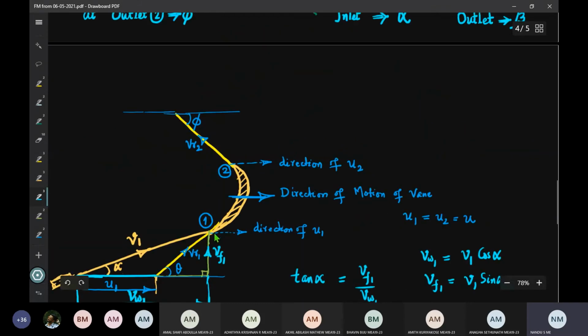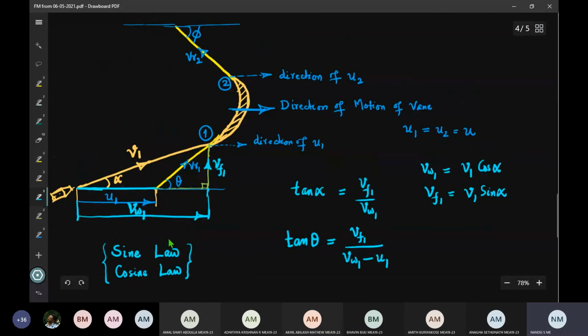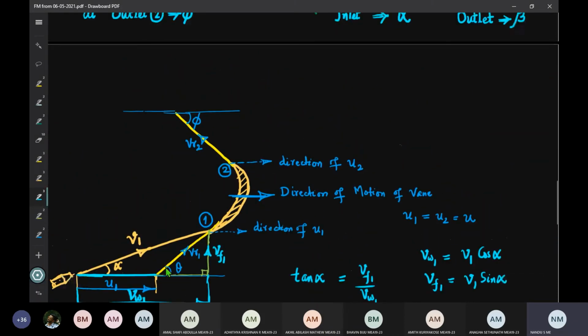If you move with the blade, you may feel that the water is entering with VR1, or even with that velocity or in that direction. But if you are stationary, then the jet is entering with velocity V1, and the direction will be alpha. So that is the logic. Let's not waste time over this anymore. Please try to recollect the sine law and cosine law. We will be using them very often in our analysis of velocity triangles in this subject.